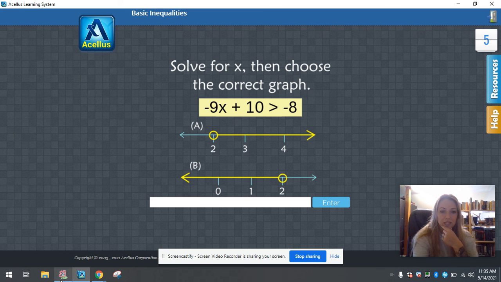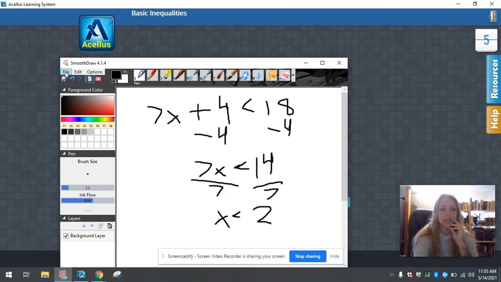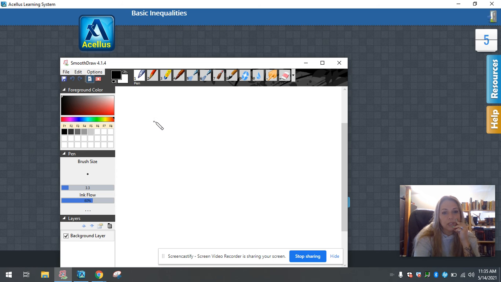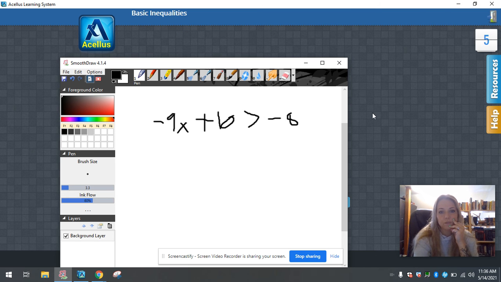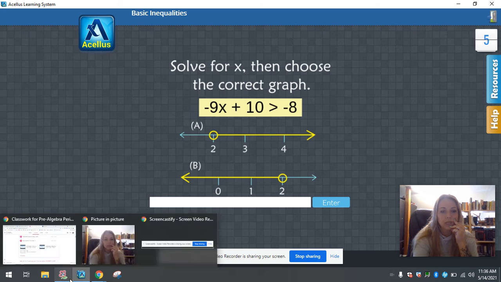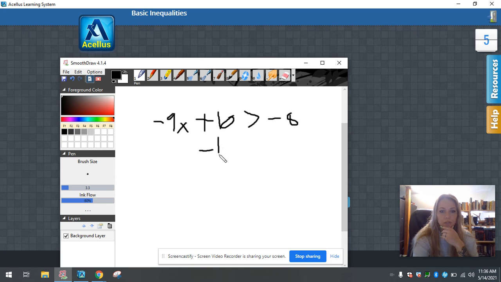Negative 9x plus 10 is greater than negative 8. Okay, so the first thing we're going to do is get rid of that 10. So we will subtract it on both sides. We start by messing with the side that the variable is on because we want to get the variable by itself. Then on this side, we're left with negative 9x is greater than negative 8 minus 10. So we would have negative 18.